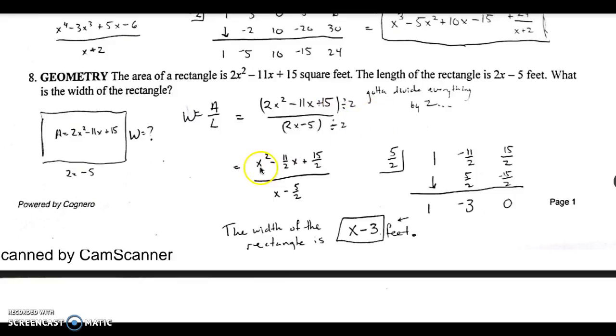So when I did that, I got x squared minus 11 halves x plus 15 halves divided by x minus 5 halves. And then again, I just did synthetic division, same process as in number 7. This time I got a remainder of 0. This was 2nd power. My answer is 1st power, x minus 3. That's the width of the rectangle. If you wanted to check your work for this problem, you could go back and multiply x minus 3 times 2x minus 5 and make sure you ended up with the area formula for the rectangle.